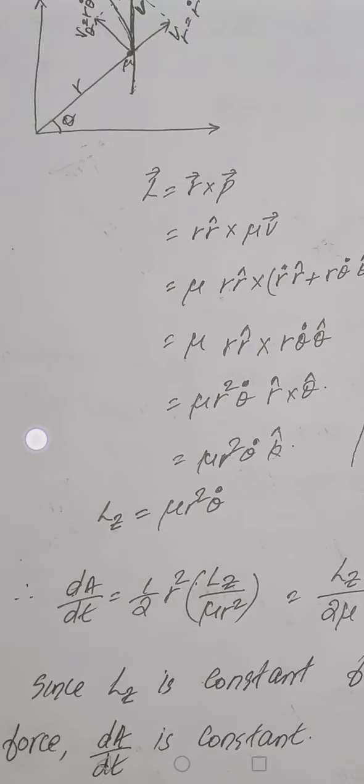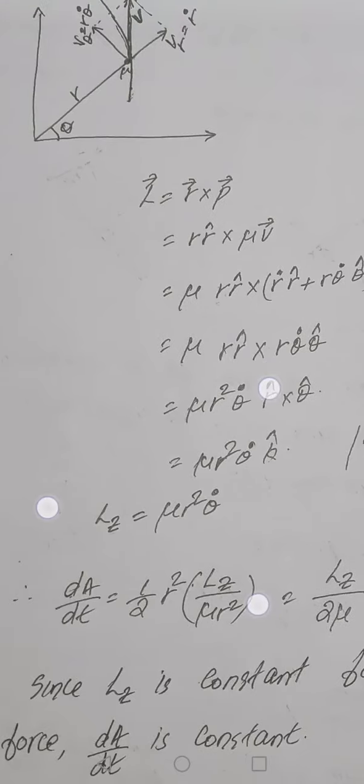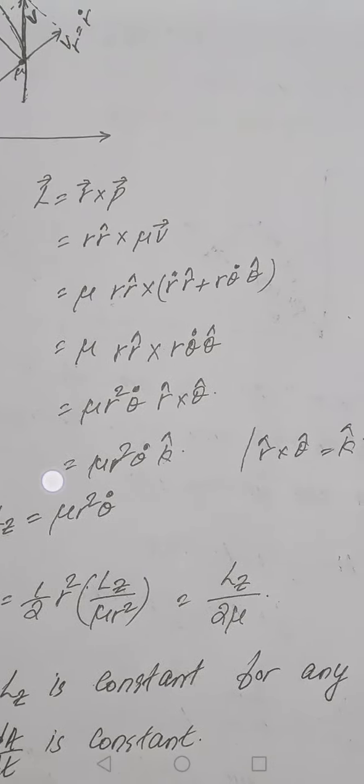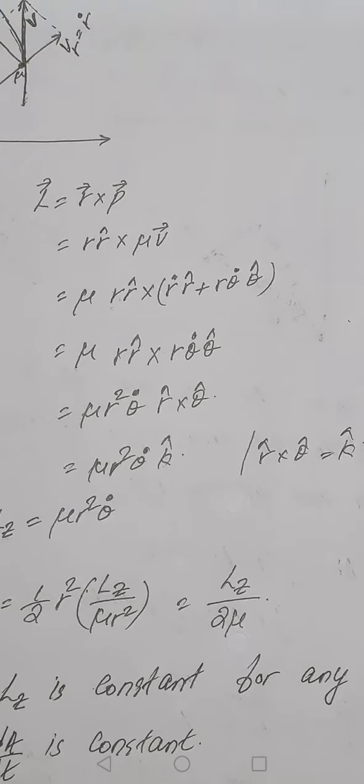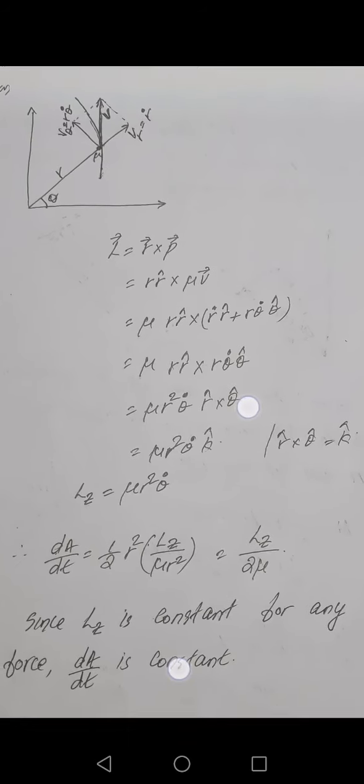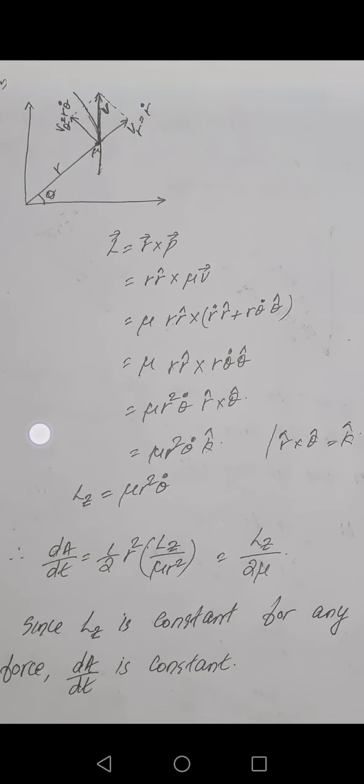Therefore dA by dt is half r squared, with theta dot replaced by Lz by mu r squared. The r squared terms cancel, and I get Lz by 2 mu. Lz is a constant for any central force, and mu is a constant because m1 and m2 are constant. Therefore dA by dt is constant. That means in any central force, the radius vector sweeps equal areas in equal time.